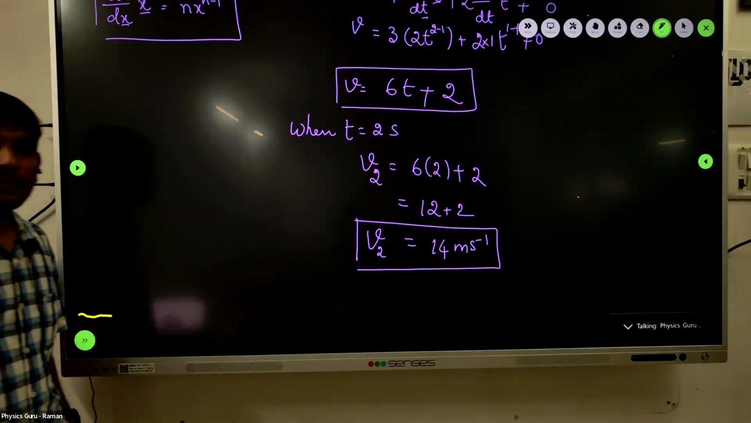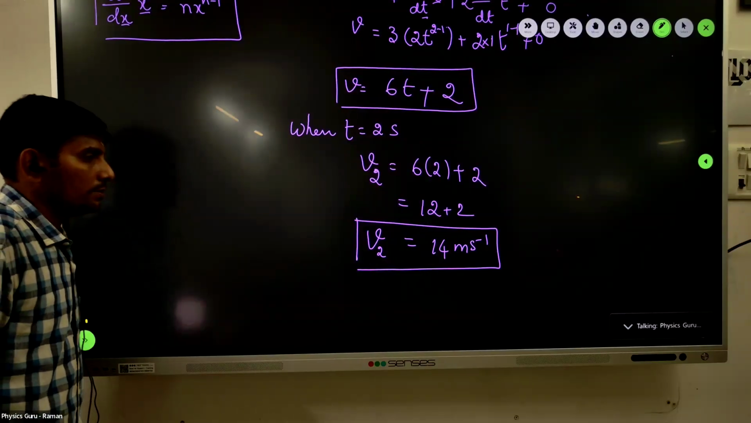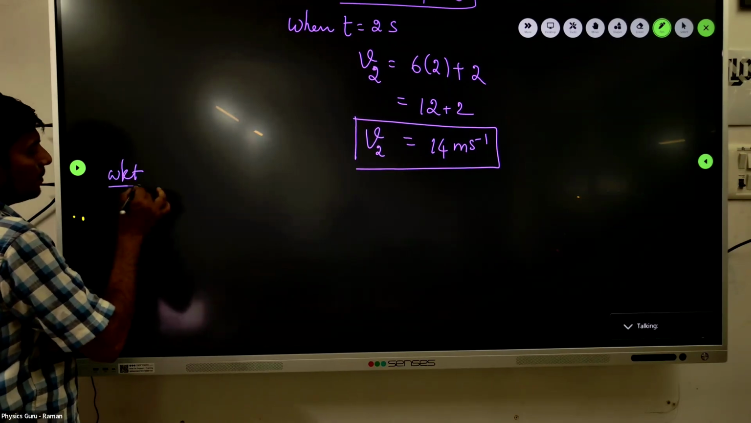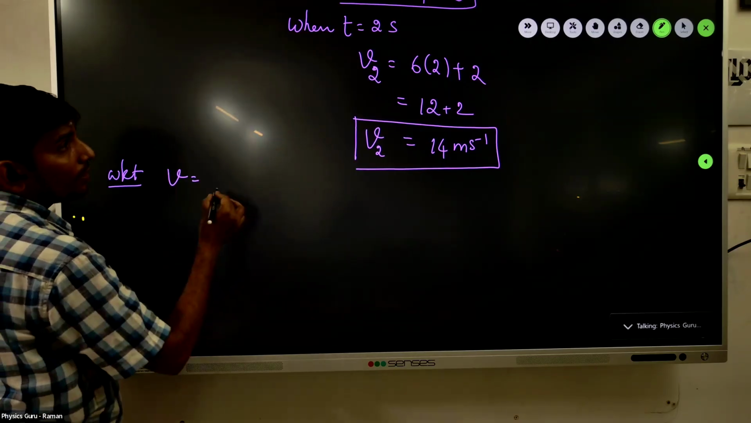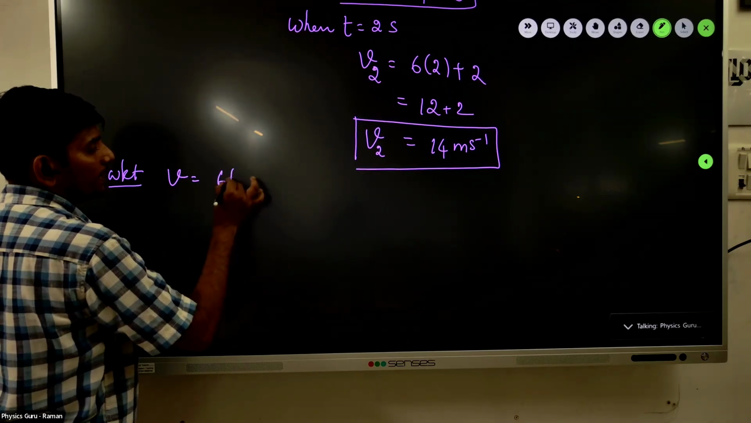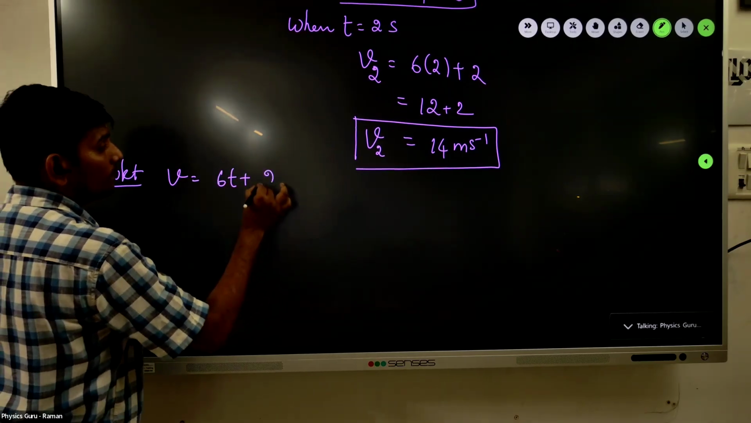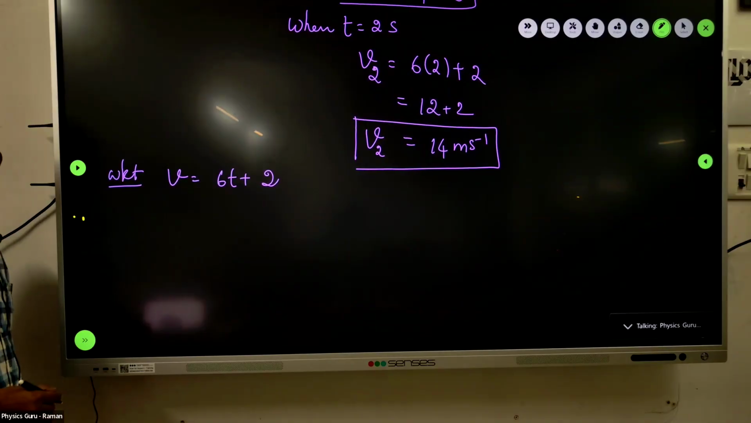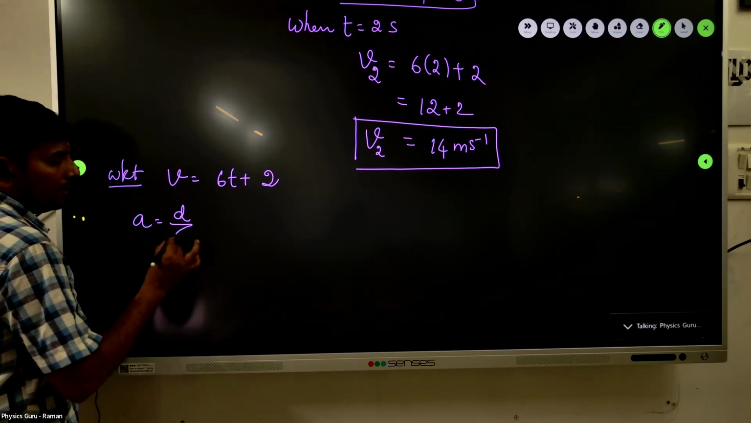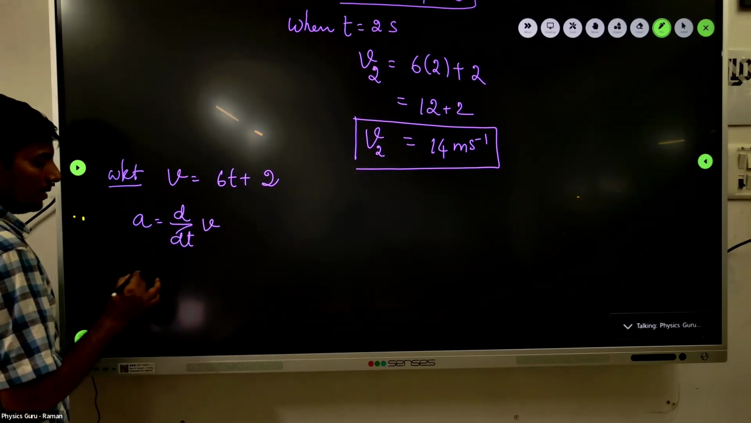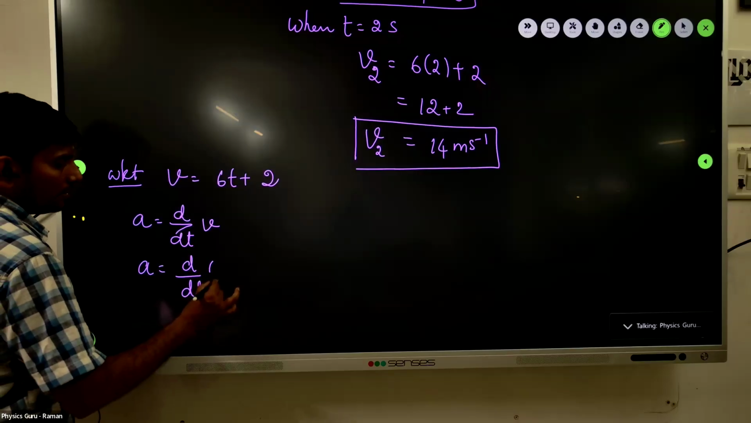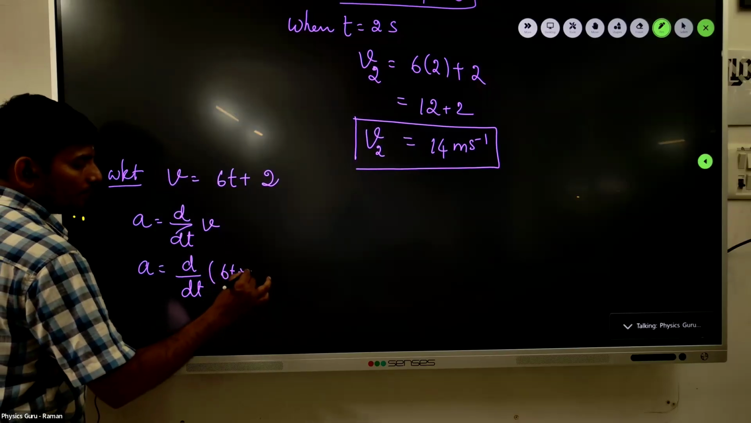Can we calculate acceleration in the same way? Can you calculate the acceleration? Yes sir. So we know that velocity is equal to, what's the general formula of velocity? V is equal to 6t plus 2. Therefore, acceleration is equal to d by dt of velocity. So the acceleration is equal to d by dt of 6t plus 2.